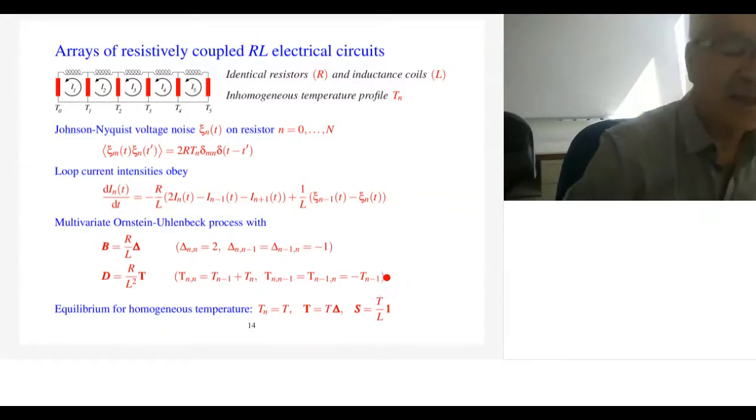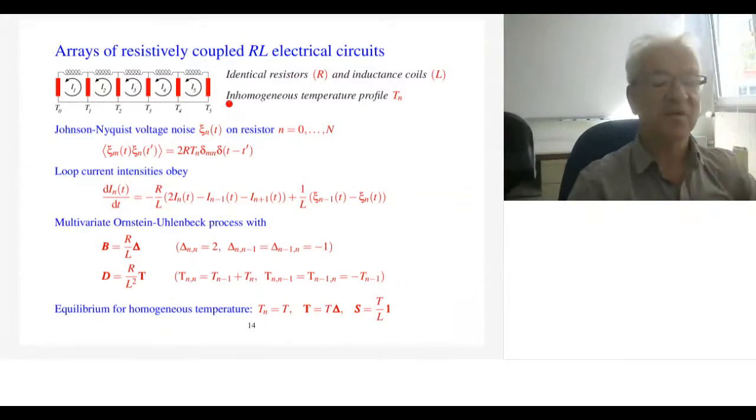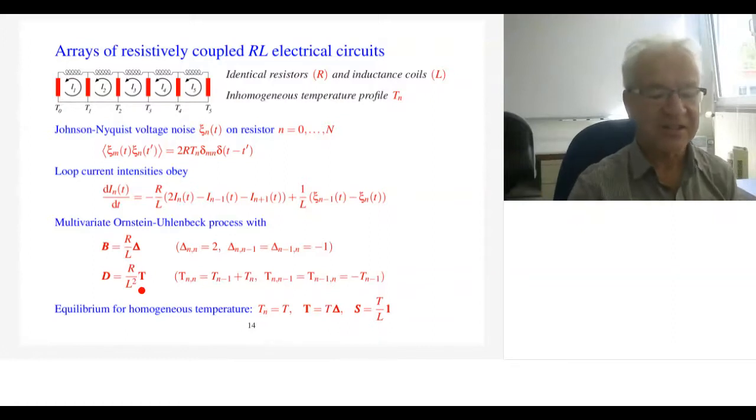Okay, so if the temperature profile is homogeneous, all the T_n are equal to the same T, then the temperature matrix is also the Laplacian. So B and D are proportional to each other, so they obey the compatibility condition, so you are at equilibrium as expected, and the correlation matrix is proportional to the identity, which means that all the loop currents are independent of each other, and they are Gaussian distributed, but with no correlations. So that's what occurs if temperature is homogeneous.